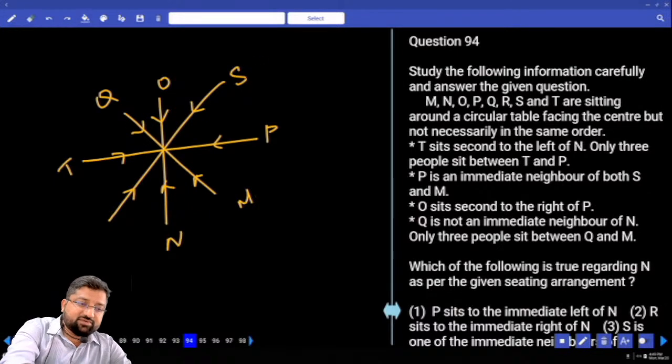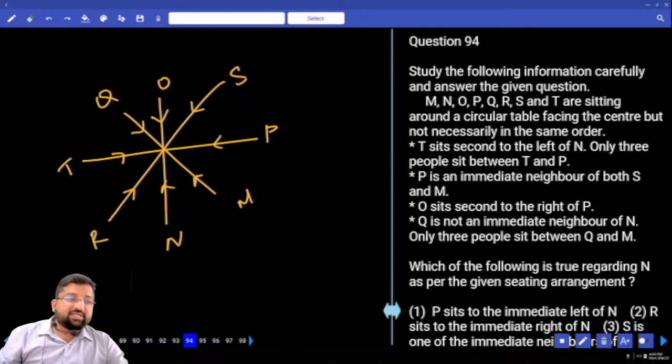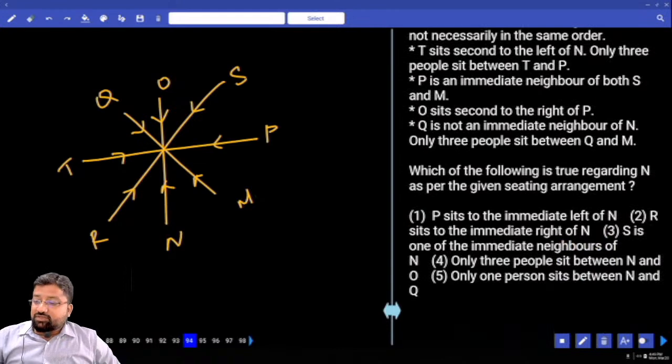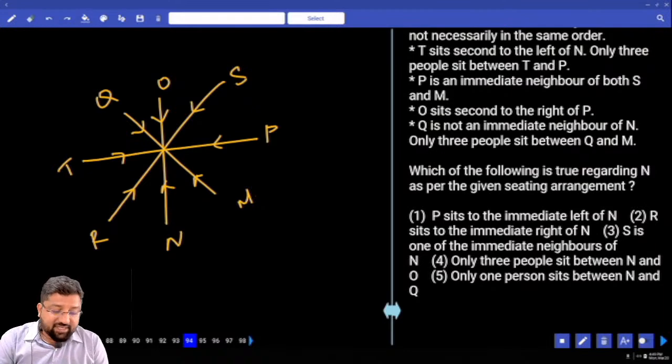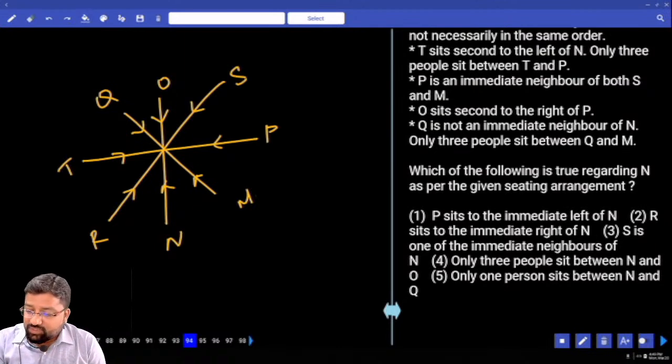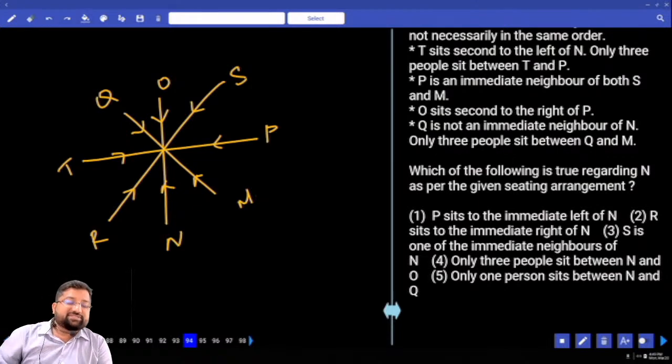There's one person left out. Who is he? Done? Which of the following is true regarding N as per the given seating arrangement? P sits to the immediate left of N. No. R sits to the immediate right of N. No. S is one of the immediate neighbors of N. No. Only 3 people sit between N and O. Yes.